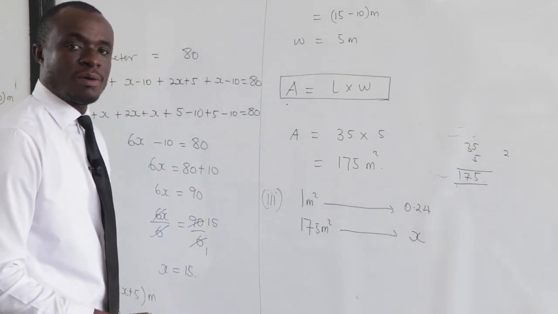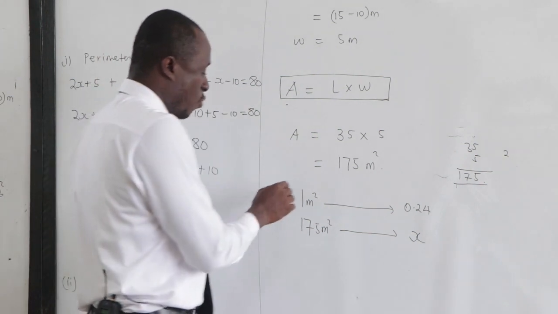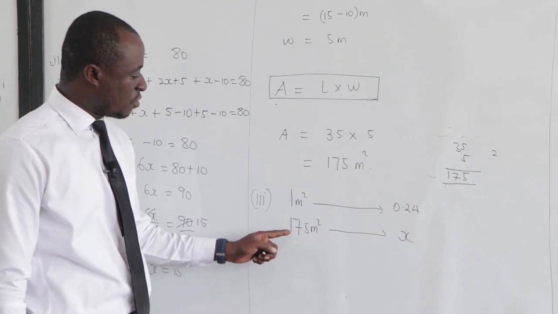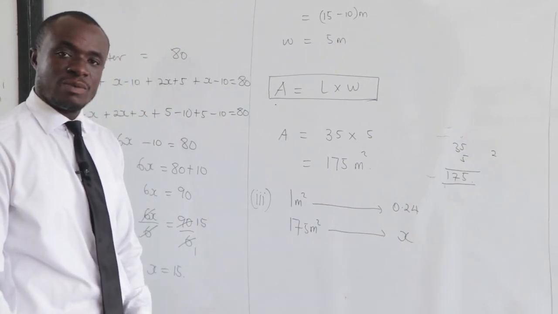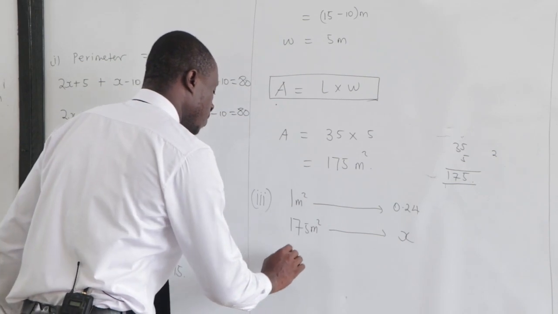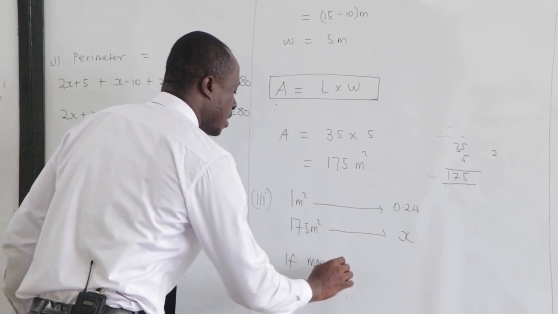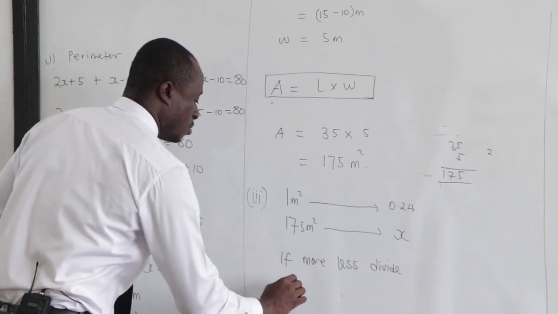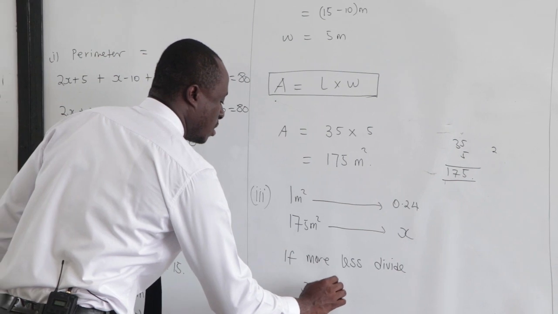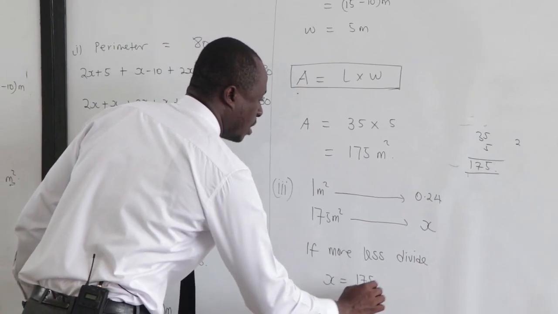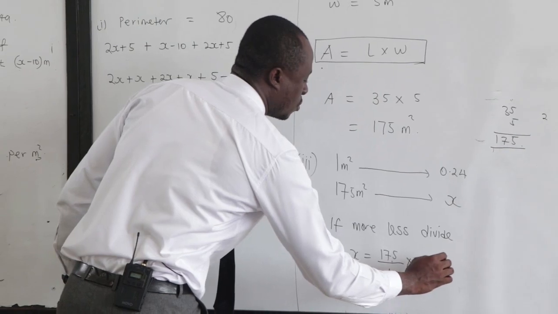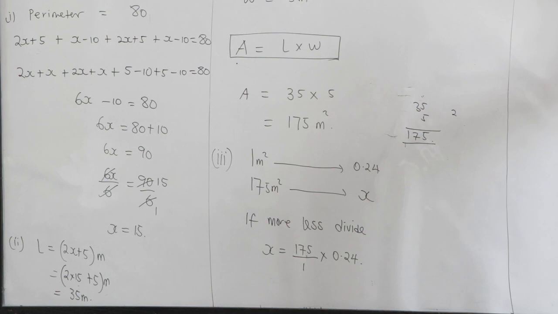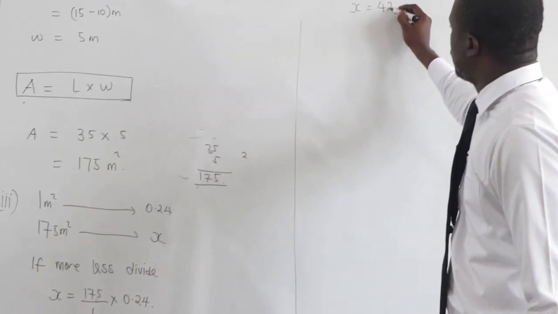So let's say that amount is x. If 1 square meter is giving us 0.24 pesos, how much do you think 175 meters square is giving us? So here will be more, so we multiply. Our x will be 175 over 1 times 0.24. And when you multiply, you're going to get our x to be 42.